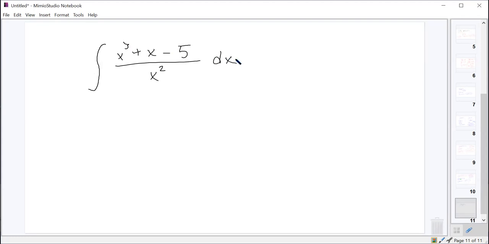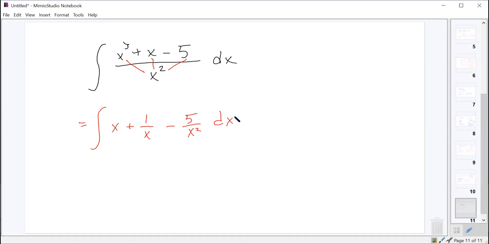this looks like it's going to be difficult, but we should recognize that since there is just a singular term in this denominator here, I can divide term by term by the x squared and rewrite the integral. So x cubed over x squared is x. x over x squared is 1 over x. And then minus 5 over x squared. Everybody good with that?